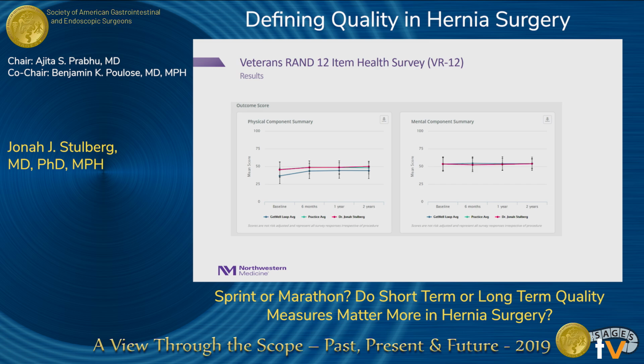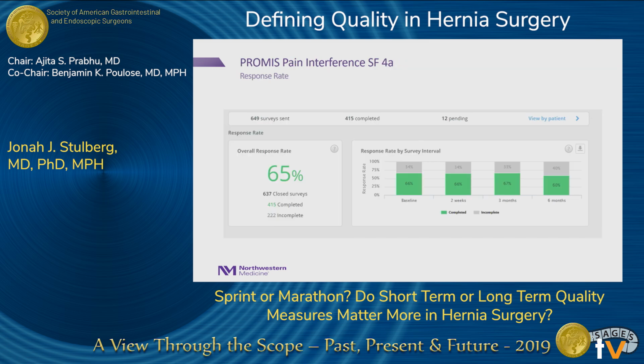So I'm using mobile health and other technologies to allow us to follow patients out 6 months, 1 year, 2 years, and hopefully annually for every year after that. And furthermore, I do a lot of research in opioid reduction practices, and I'm using it for pain interference scores and opioid use. Here's our opioid use tracker. It was started only about a year ago, so we don't have 1 year data yet.